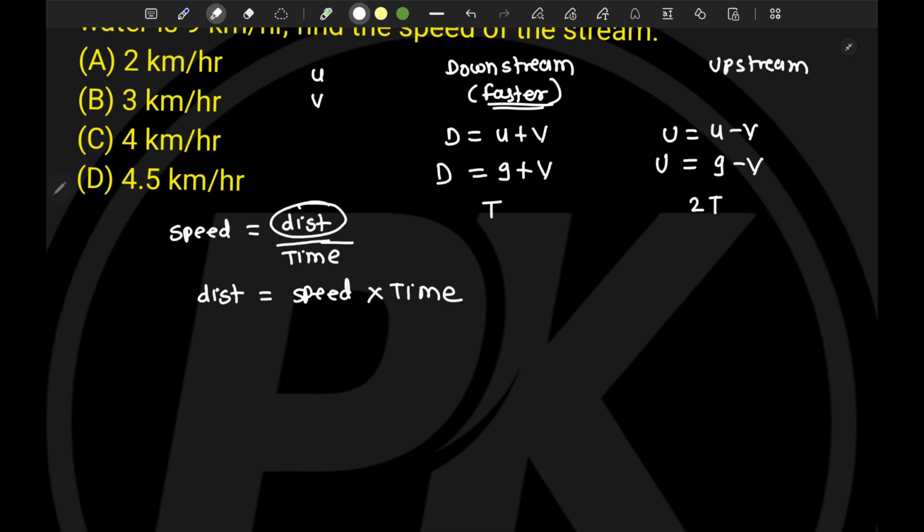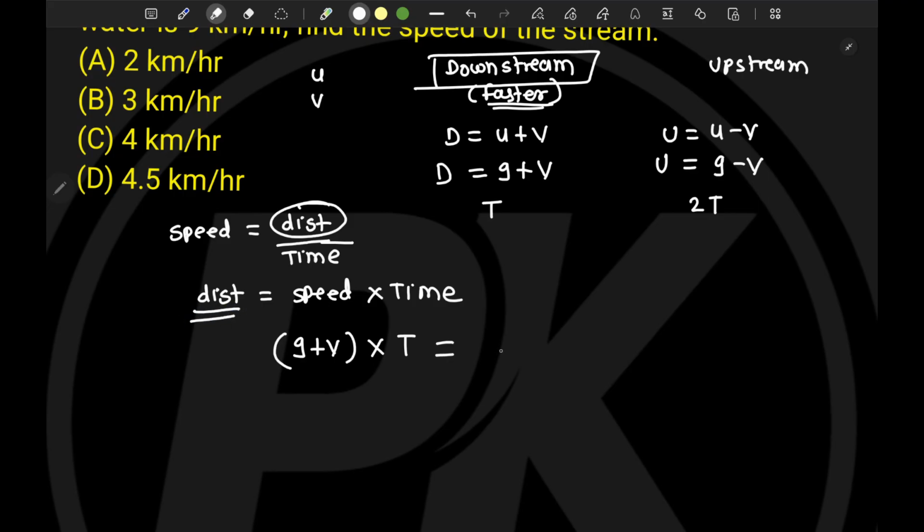So what will be the condition? For downstream, let us consider. Here we have written the first downstream. The speed in the downstream is how much? 9 plus v, right? And the time is how much? Capital T. Equal to, this distance is the same for upstream and downstream.